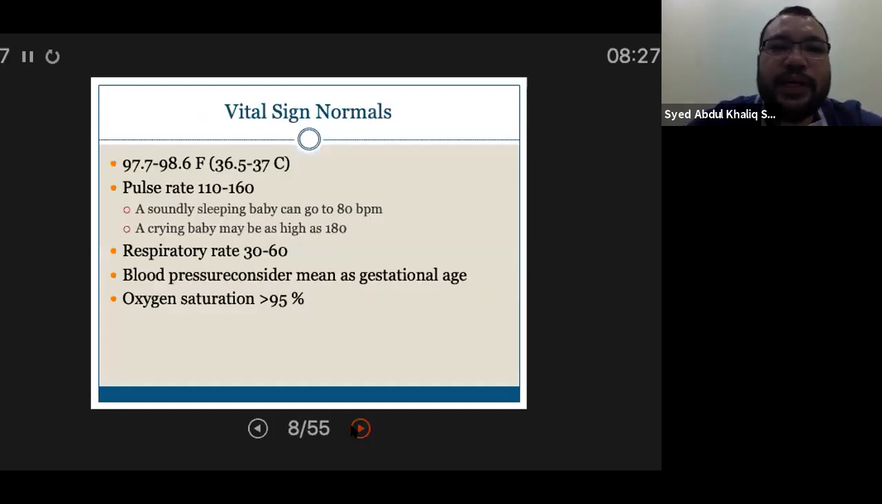The normal temperature is usually 36.5 to 37.5. Heart rate is 110 to 160. Respiratory rate usually shouldn't go below 30 and shouldn't go above 60. For blood pressure, we look at the gestational age. A term baby's mean blood pressure is usually around 40. A premature baby of 30 weeks will have a mean arterial blood pressure of 30. So the mean arterial blood pressure is usually around the gestational age of the baby.